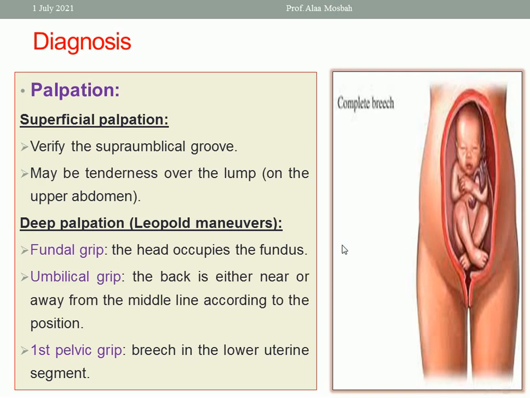Umbilical grip to know the back of the fetus. Where is the back of the fetus? It is either near or away from the midline according to the position. Then the pelvic grip to find the presenting part in the lower uterine segment. We will find the criteria of breech, which is soft, irregular, not ballottable, not tender, and large.